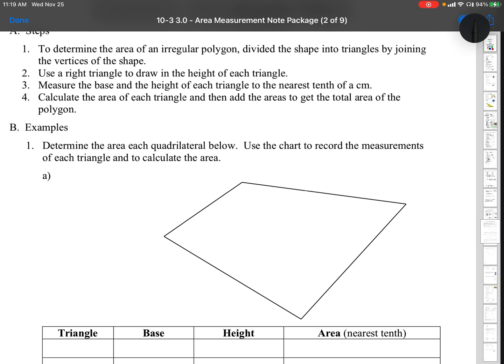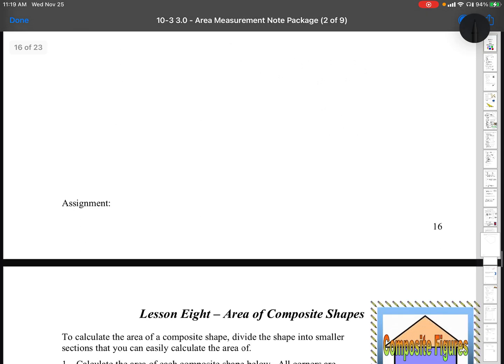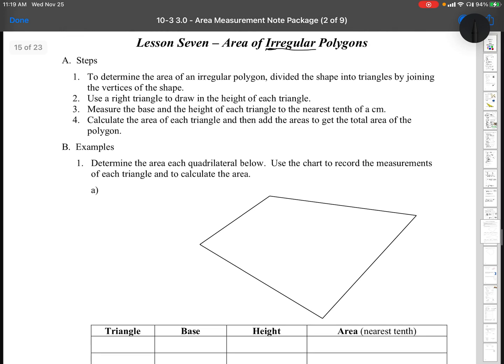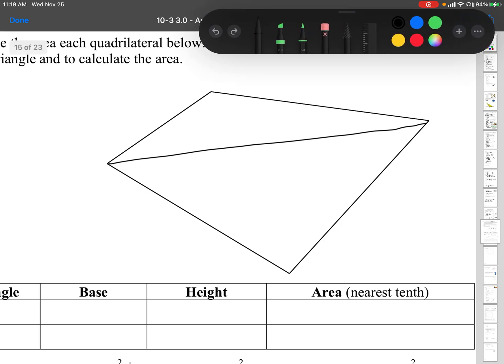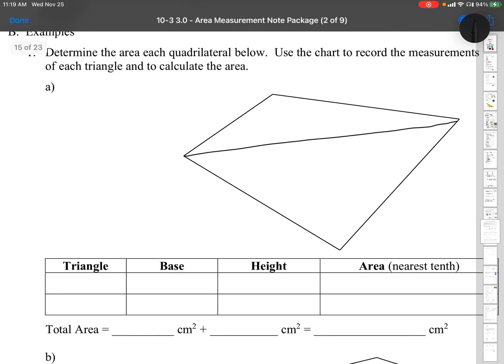So basically what you do on this is very, very quick. Notice we've got some different pieces here. Basically what you want to do, it's super quick, is we want to break this thing into triangles, just like we did with the regular polygons. Notice how I have two triangles here now.